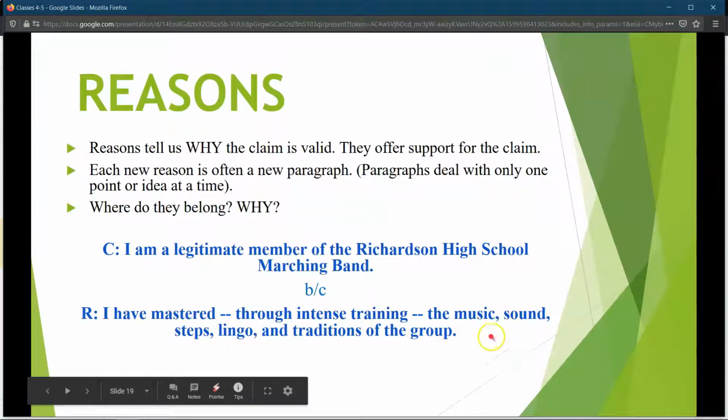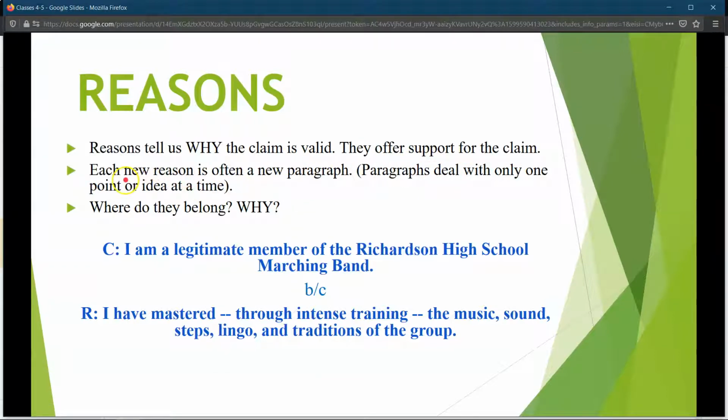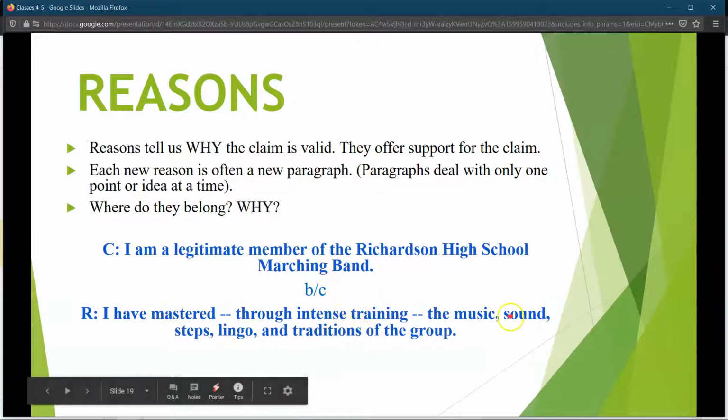So then the reasons. Reasons tell us why the claim is valid. They offer support for the claim. Each new reason is often a new paragraph. Paragraphs deal with only one point or idea at a time. Now, where do they belong and why? So that particular example was, I am a legitimate member of the Richardson High School marching band because I have mastered through intense training the music, sound, steps, lingo, and traditions of the group.